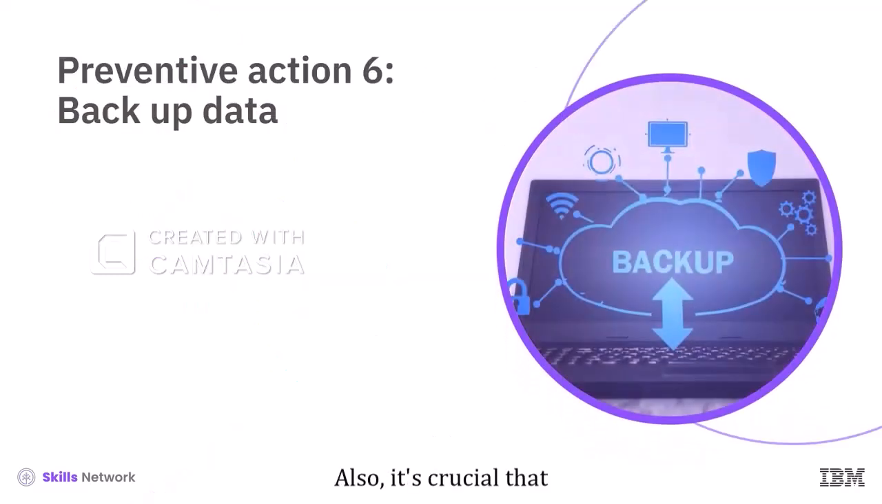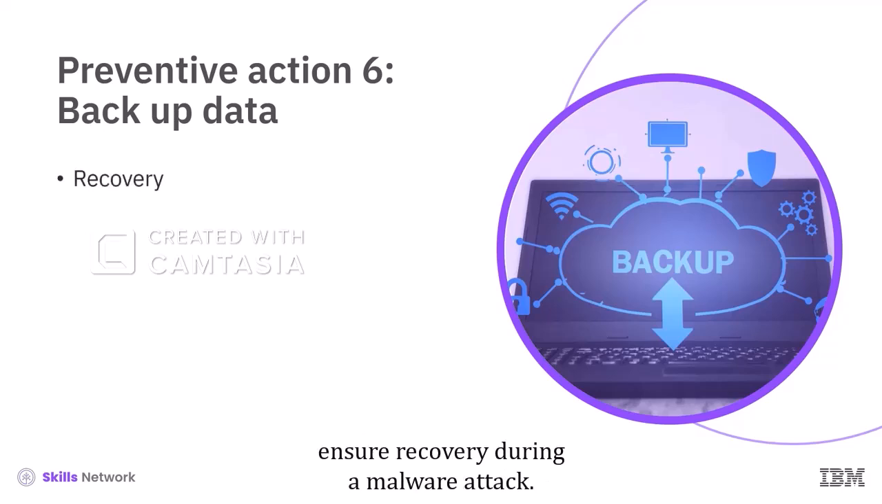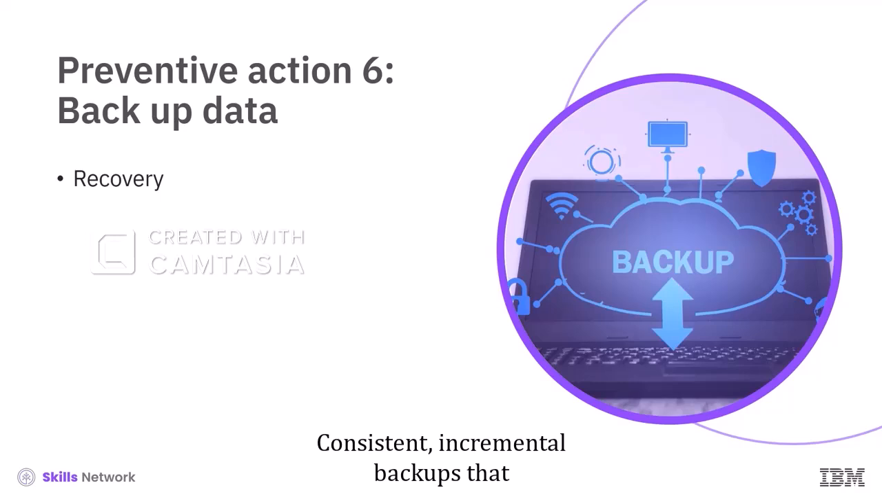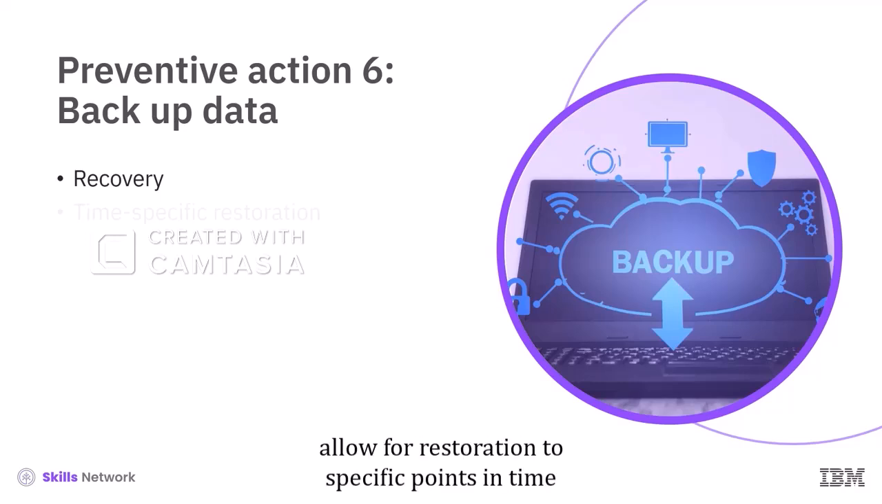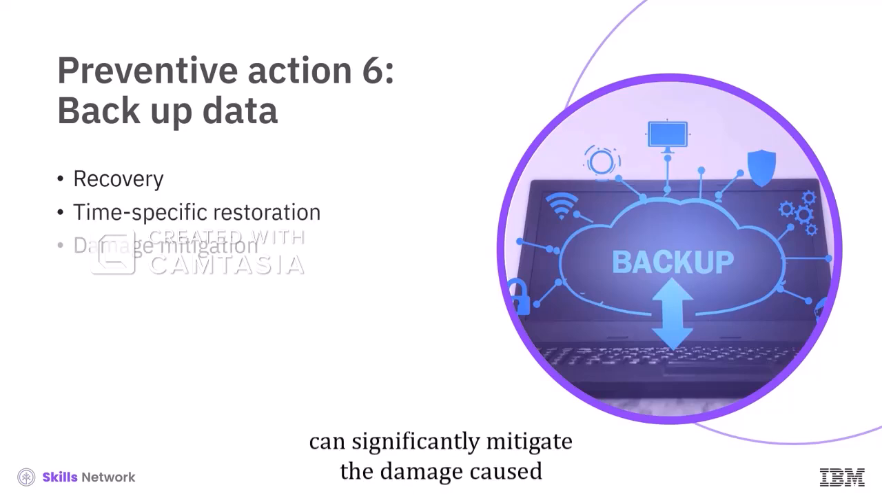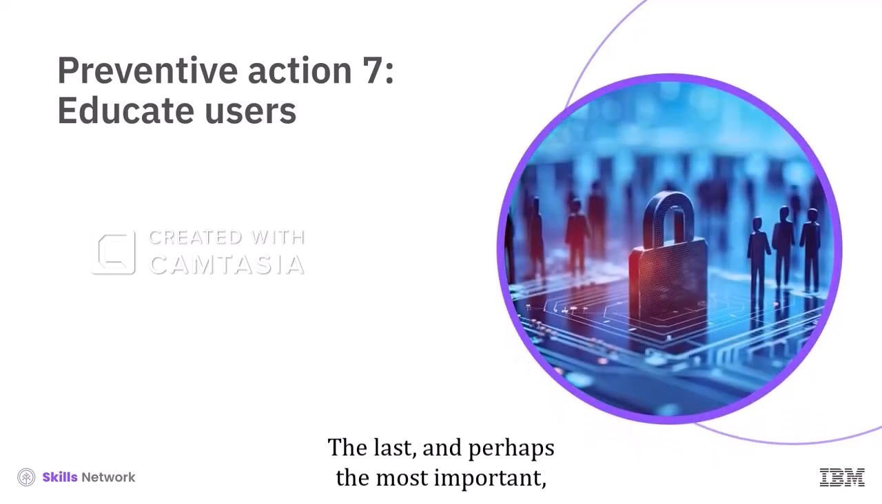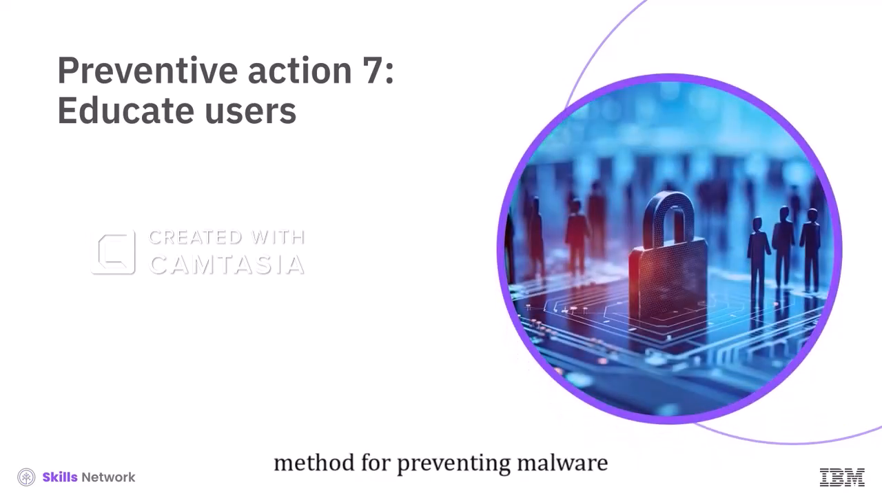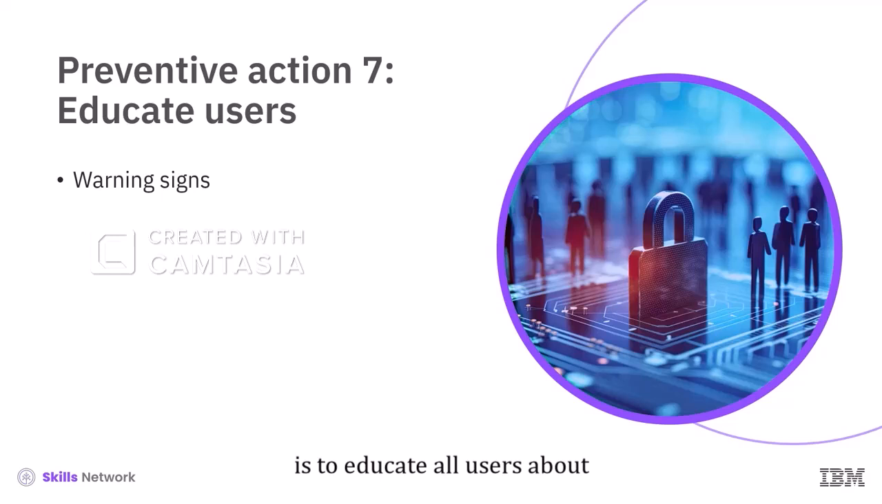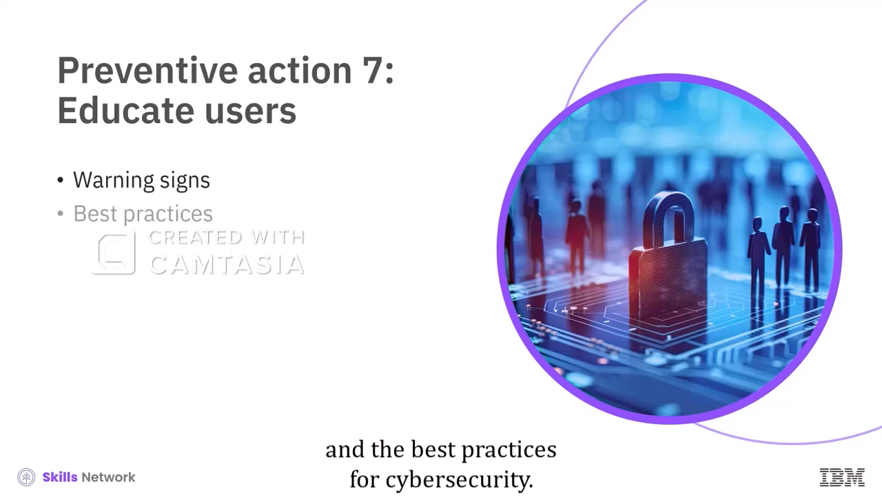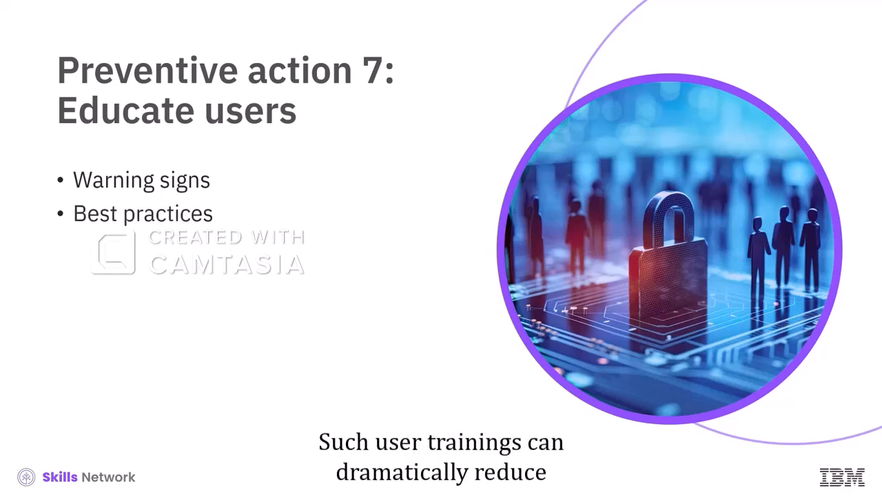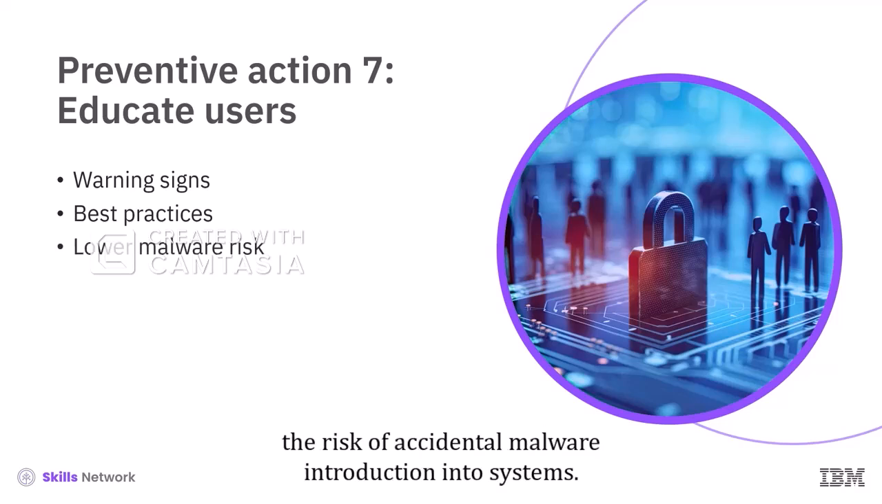Also, it's crucial that individuals and businesses conduct regular data backups to ensure recovery during a malware attack. Consistent, incremental backups that allow for restoration to specific points in time can significantly mitigate the damage caused by ransomware or other destructive malware. The last and perhaps the most important method for preventing malware is to educate all users about the warning signs of malware and the best practices for cybersecurity. Such user trainings can dramatically reduce the risk of accidental malware introduction into systems.